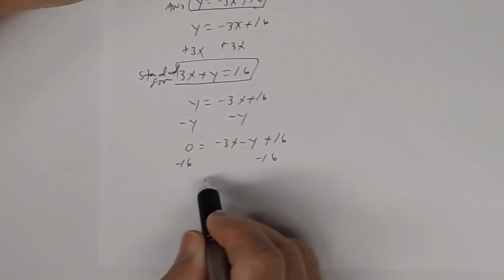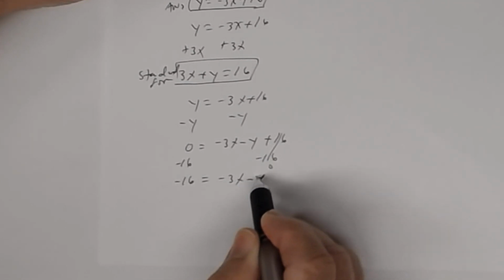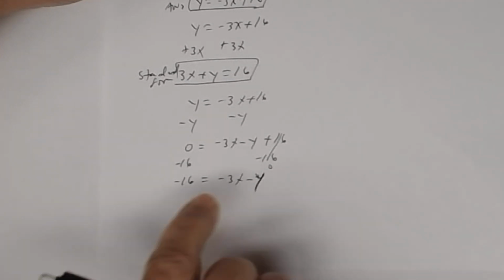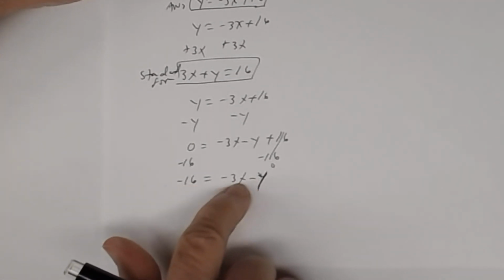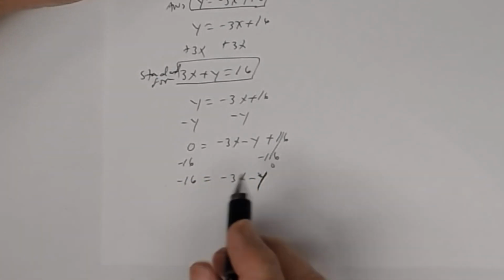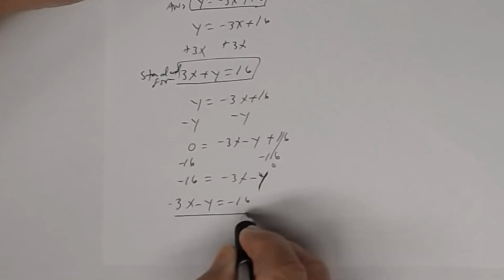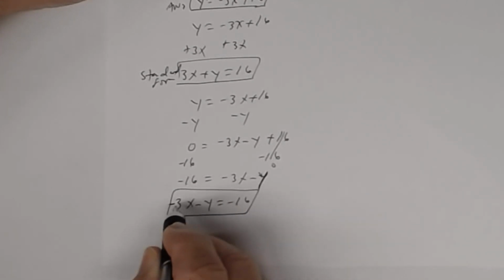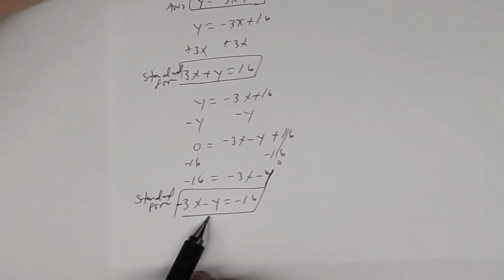You get 0 subtract 16 is -16, equals -3x minus y. And then I'm going to use the transitive property. So if negative 16 equals negative 3x minus y, then negative 3x minus y must also equal negative 16. The point is this. Someone else for standard form, that's a negative right here, someone else for standard form could have had this instead. All right?